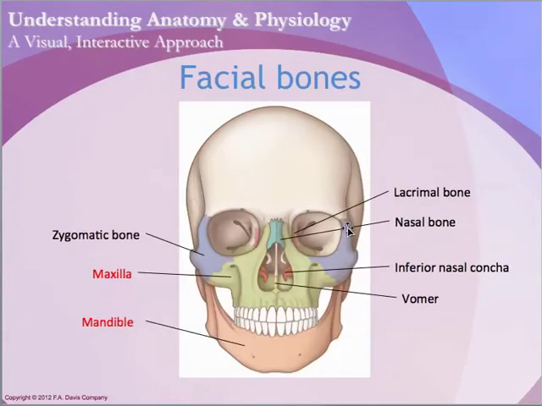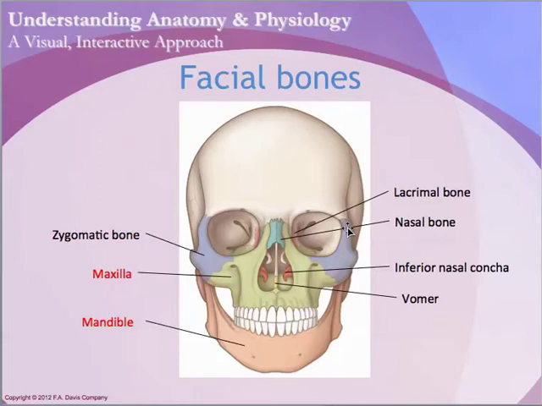The facial bones, I do want you to know a couple of these facial bones. You need to know the maxilla and the mandible. The maxilla creates the roof of the mouth and the underside of the nasal cavity. It forms the upper jaw. It connects to a whole bunch of the rest of the facial bones as well. Certainly the nasal bone you can see there, the lacrimal bone, the inferior nasal, the vomer, the zygomatic bone, all of that connects to the maxilla.